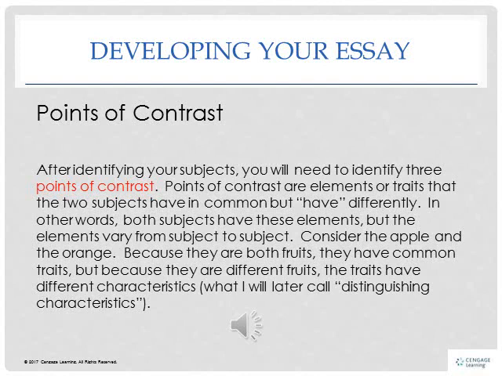Consider the apple and the orange. Because both are fruits, they have, as we've talked about, common traits. But because they are different fruits, the traits have different characteristics, or what I later call distinguishing characteristics. And we're going to go through in detail, looking at the apple and the orange, identifying the points of contrast, in other words, the general characteristics they have in common, and then find out how to distinguish the differences between these common characteristics based upon the differences between them.